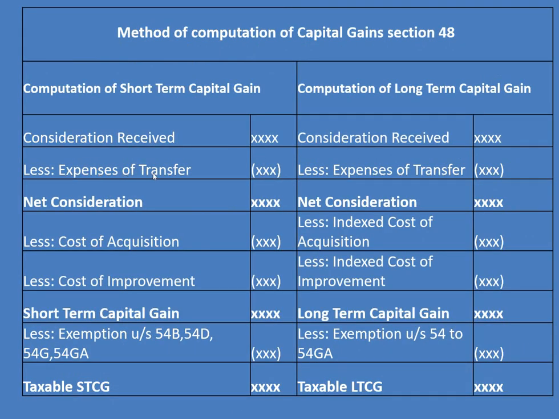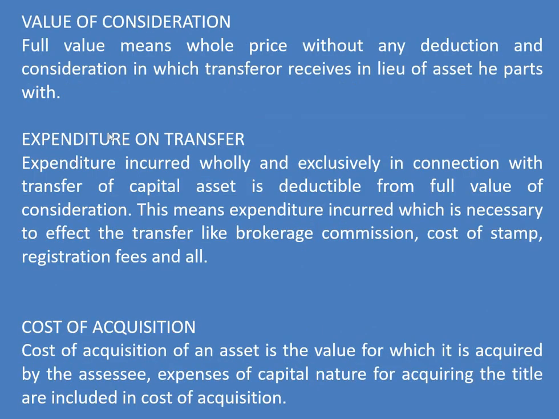Then the next one in this format is expense of transfer. What is expenditure on transfer? It includes all expenses in connection with the transfer of the capital asset, and it is deductible from the full value of consideration. What are examples of this type of expenditure? It includes all the expenditure necessary for transfer, like brokerage, commission, cost of stamp, and registration fees for transfer of the capital asset. All these will be included as expenditure on transfer.